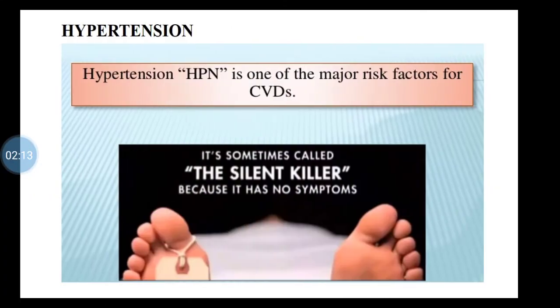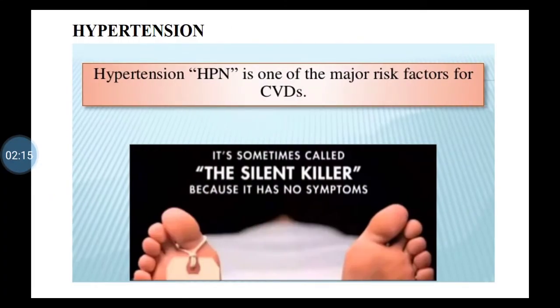Now, the first one is hypertension. Hypertension, simply we say, is high BP, high blood pressure, isn't it? So, hypertension, HPN, is one of the major risk factors for cardiovascular diseases. It is called the silent killer. Now, why is hypertension called the silent killer? Because it has no symptoms, isn't it?